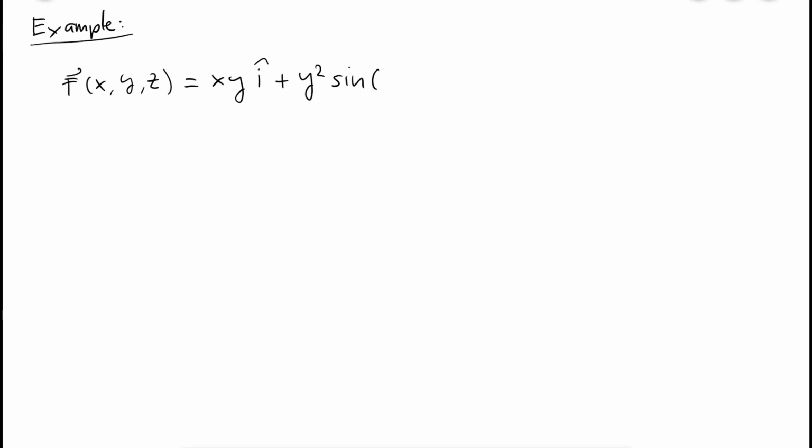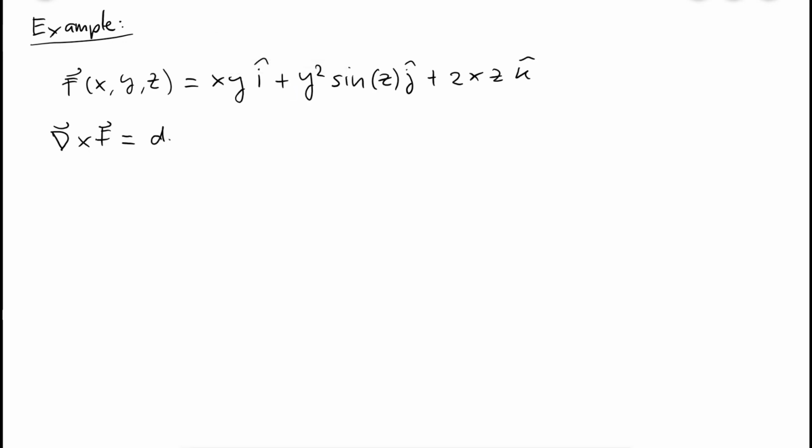So, for example, let's take the curl of the field that we used for the plotting example. Say you have F of x, y, and z equal to xy in the i direction plus y squared sine of z in the j direction plus 2xz in the k direction. We want to test if this force field is conservative or not, so we take the curl of F and see if it's zero.